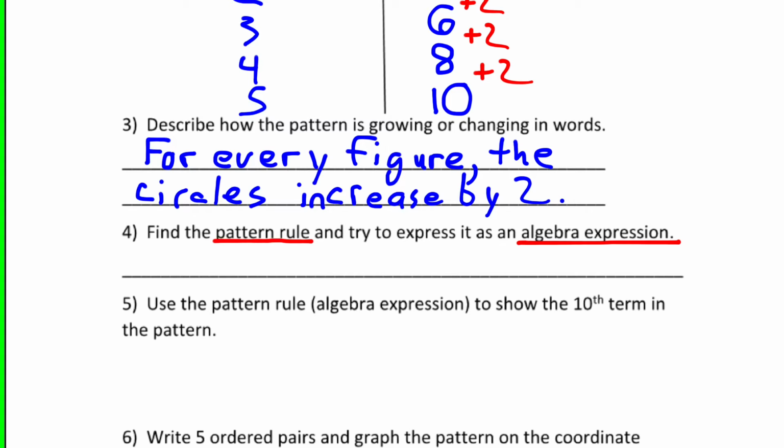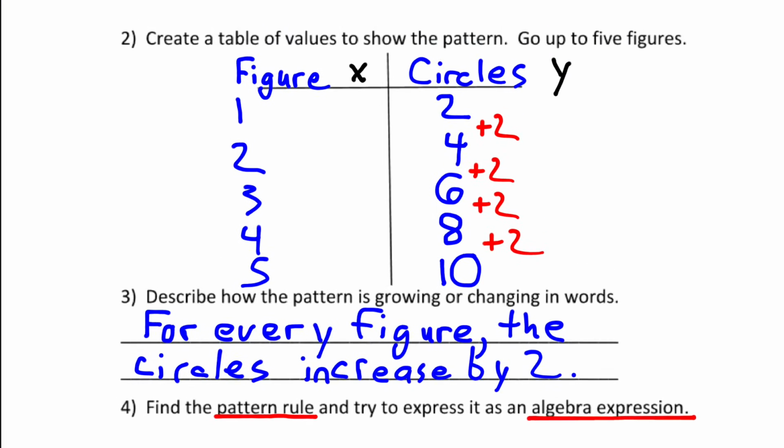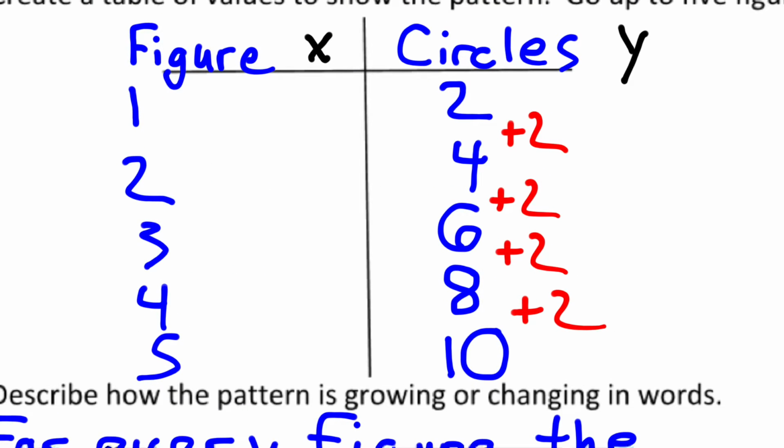Now, the pattern rule or the algebra expression talks about the relationship between figures and circles, or the relationship between X and Y, and it has to be the same every time. Now, if you look here, what do I do to 1 to get 2? Well, I could add 1 to get 2, but that doesn't work on the next one. If I did 2 plus 1, that doesn't equal 4. And 3 plus 1 doesn't equal 6. So for the pattern rule, it has to be the same every time.